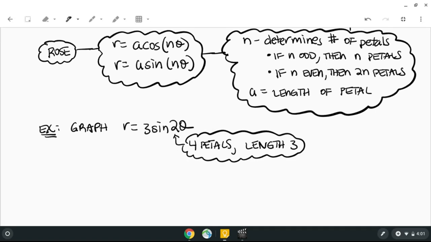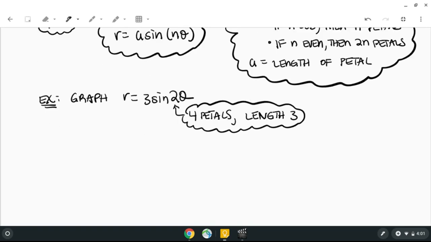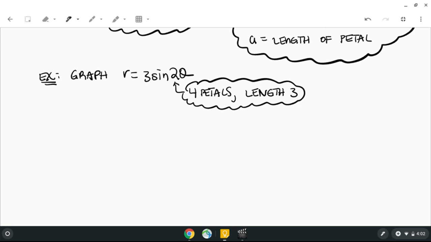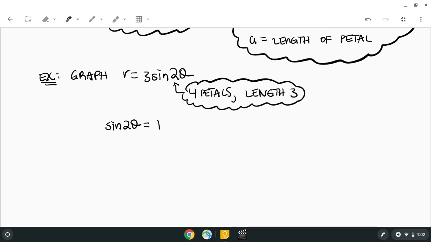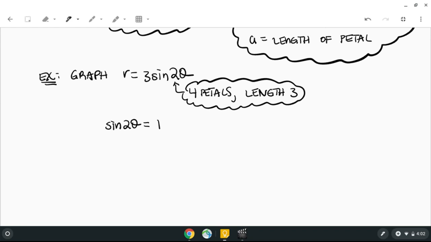So the question is, where are these petals occurring? That's where we have to solve for our maximum. So we are going to solve for sine 2 theta equals 1. Just like up above with the lemniscate, sine equals 1 at 90 degrees. But since we're doing 2 theta, we'll do another circle. So add 360 to that, we get 450.